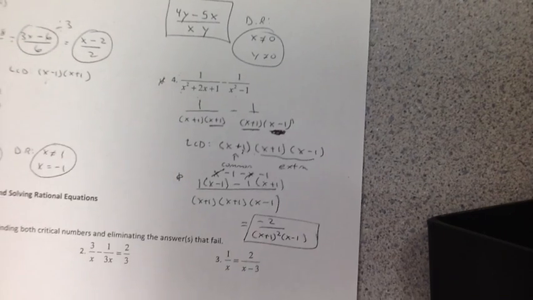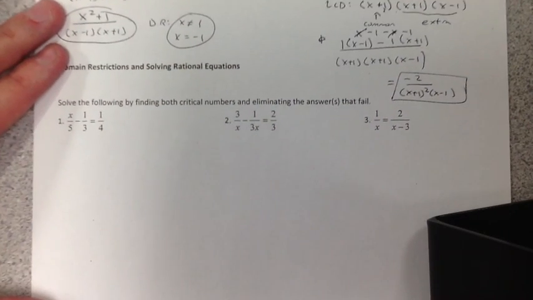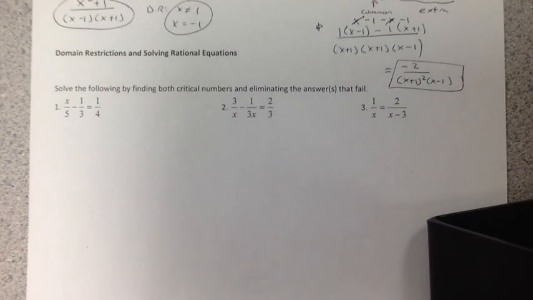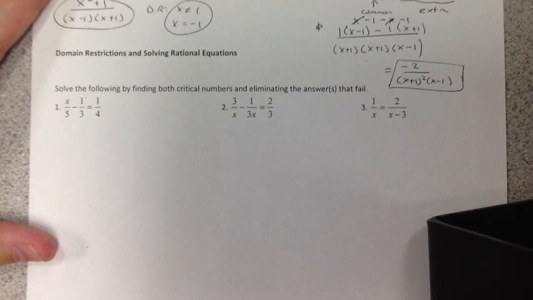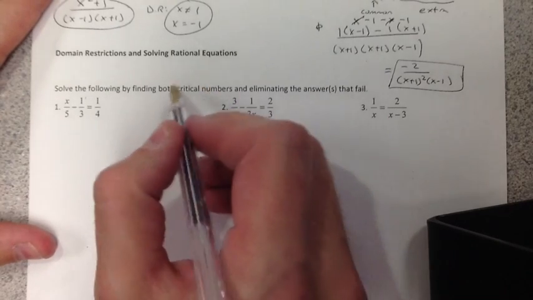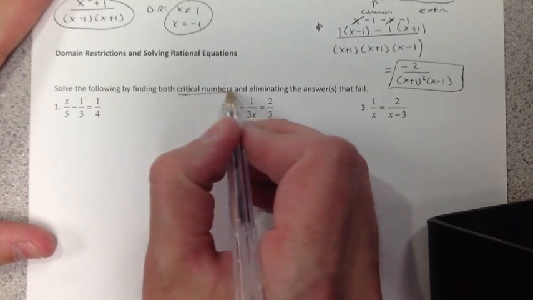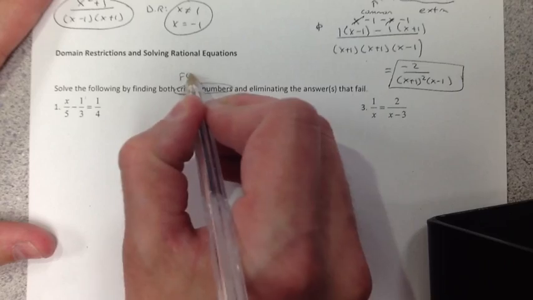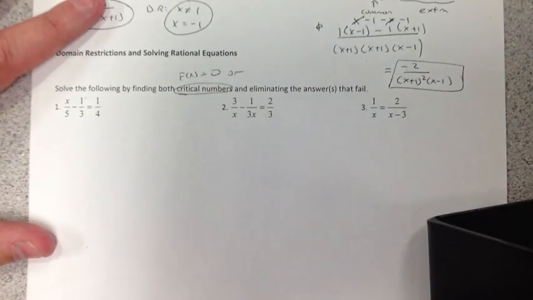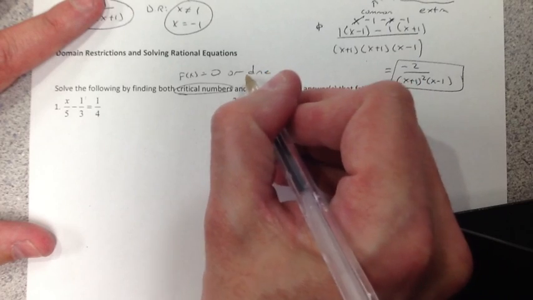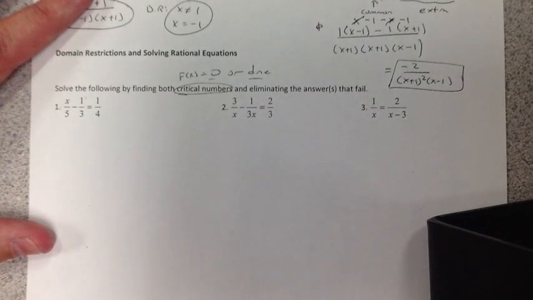Alright, so where do we use this? We use them when solving. Solve the following by finding the critical numbers. Now, if you remember what a critical number is, remember a critical number is where the function equals 0. Or, what we're going to talk about tomorrow, where it could not exist. So we're going to talk about that tomorrow.